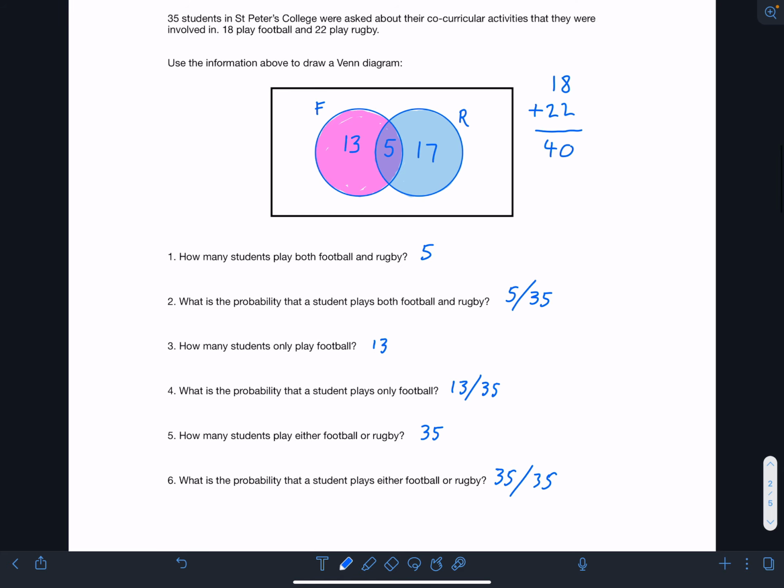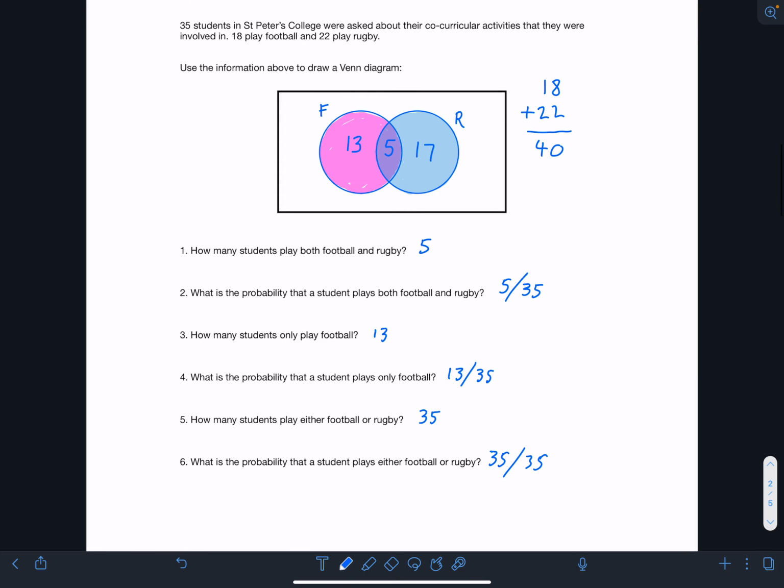So we've used a Venn diagram to calculate how many students will play a co-curricular sport, and also we've been able to identify the probability of students playing either football or rugby.